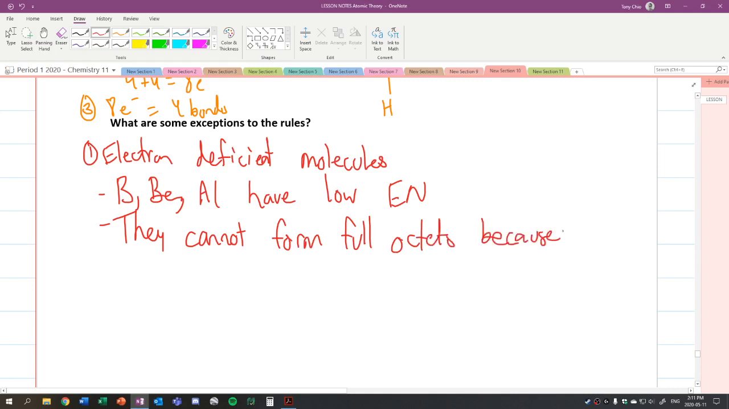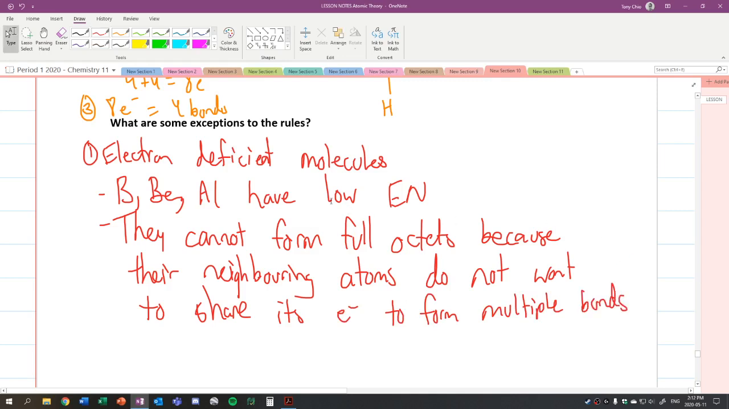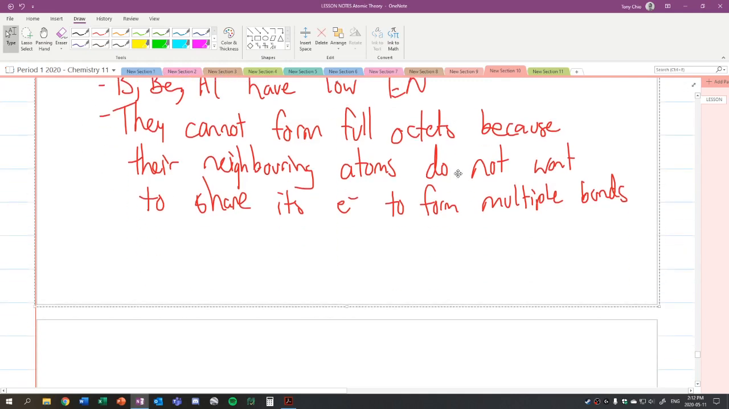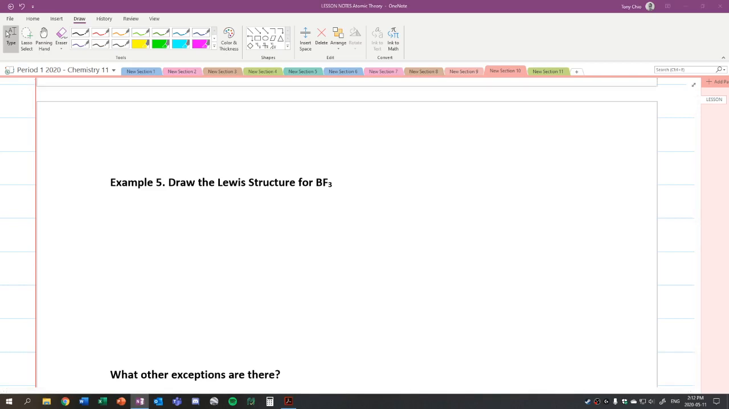because their neighboring atoms do not want to share their electrons to form multiple bonds. So I'll show an example of that. We should look at our next example, which is BF3. So look at BF3 here, we could see that boron trifluoride looks like this.